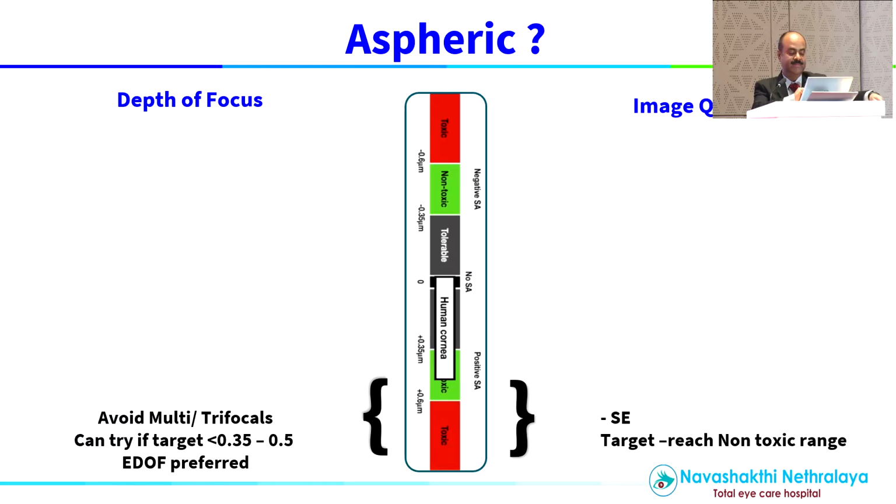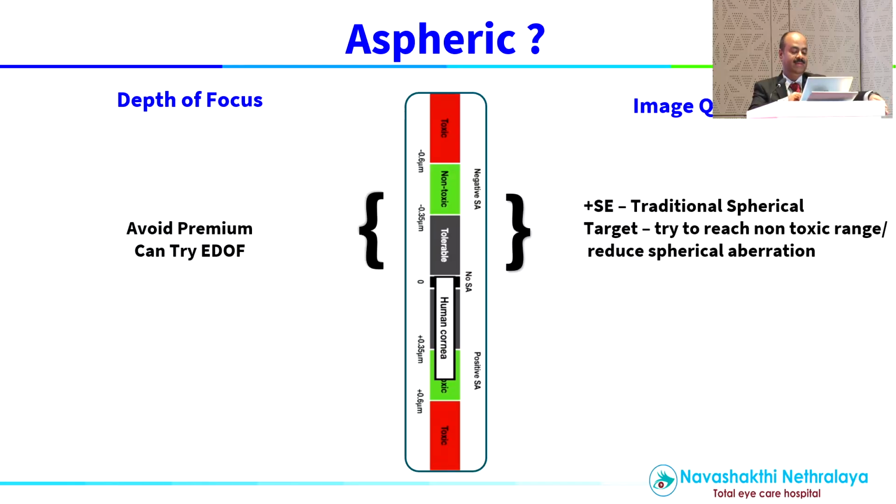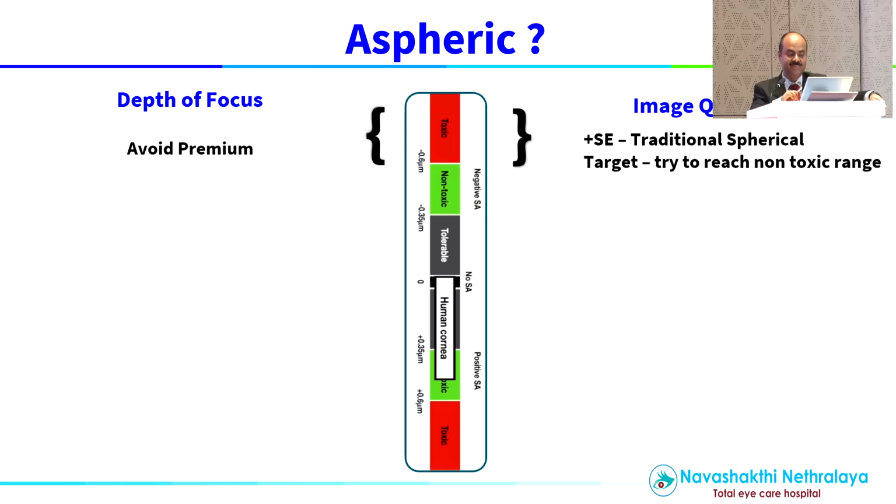Now, if the total spherical aberration goes beyond this range, that is 0.5, 0.6, this is called toxic. Avoid any of the advanced IOLs in these cases. If it is somewhere in this range, that is prior hyperopic classic, use the traditional spherical IOL. And if it goes beyond that, which is very rare, then again a traditional spherical IOL, but this patient might need some other corneal procedures.